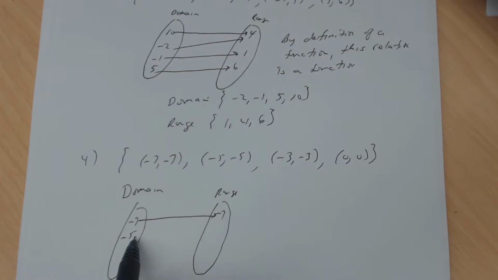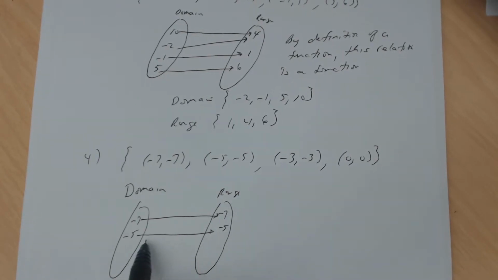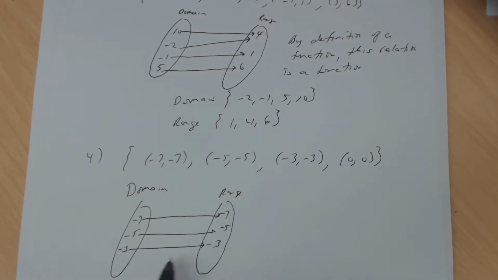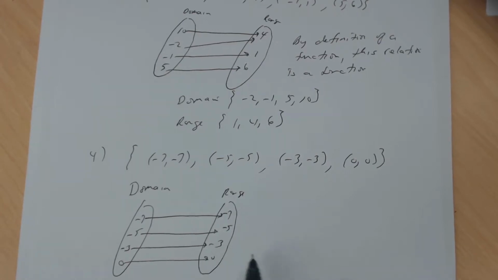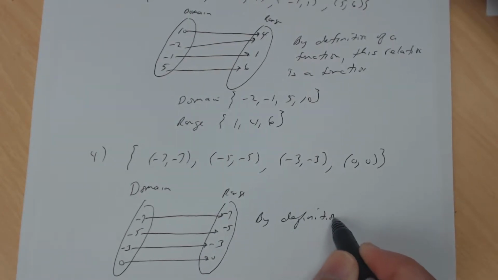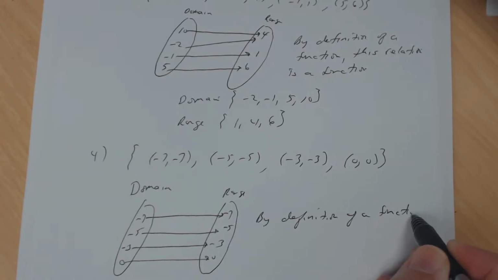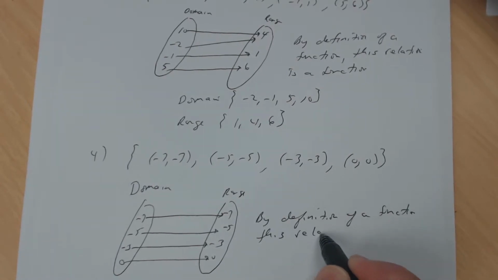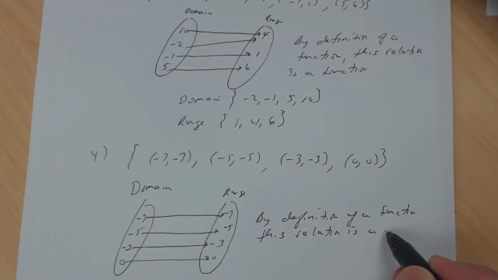When x is negative 5, it gets mapped to negative 5. So far, we're good. When x is negative 5, there's only one y value so far. When x is negative 7, there's only one y value so far. When x is negative 3, it gets mapped to negative 3. And when x is 0, it gets mapped to 0. So notice, for each x coordinate, there's only one arrow extending from it. So that means for each x coordinate, there's only one y coordinate assigned to it. So by definition of function, this relation is a function.